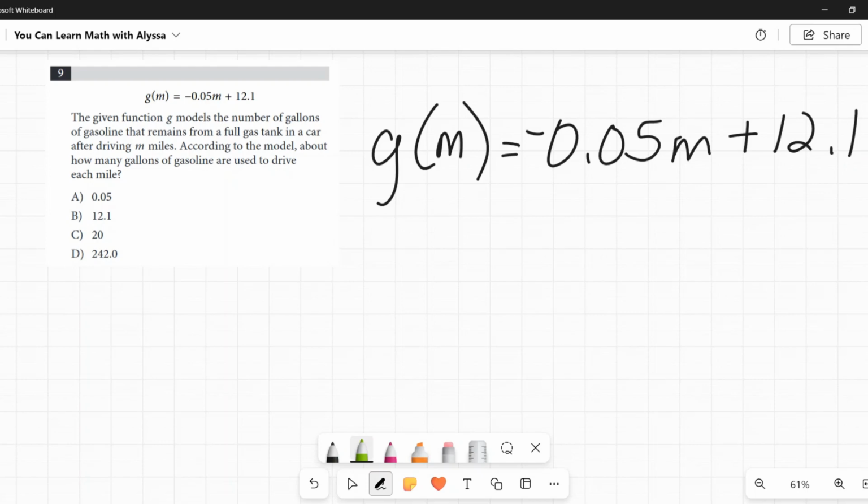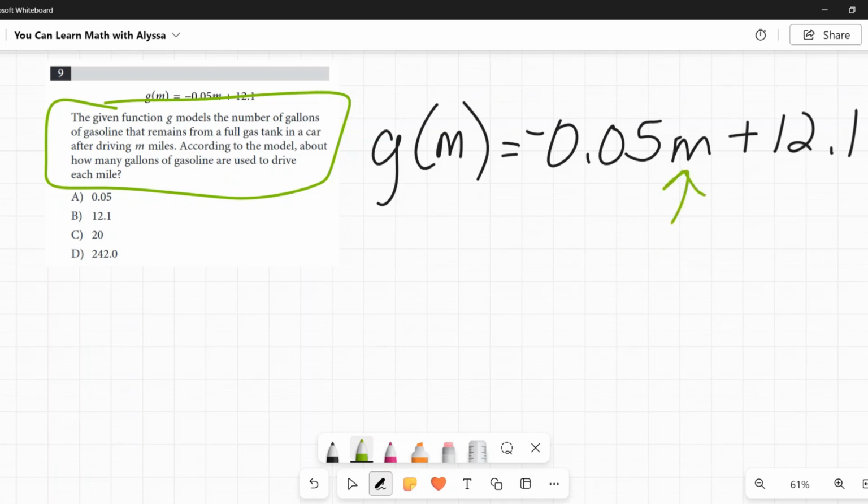What does that mean? Okay, let's read this again what it says. It's the number of gallons that remain after driving m miles. So if I put in 0, that means I haven't driven any miles. So it should represent what a full tank of gas would be, right? I haven't driven anywhere. So I'm going to plug in a 0 for m.